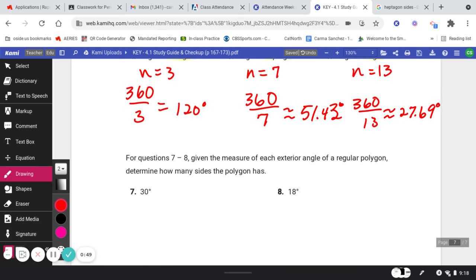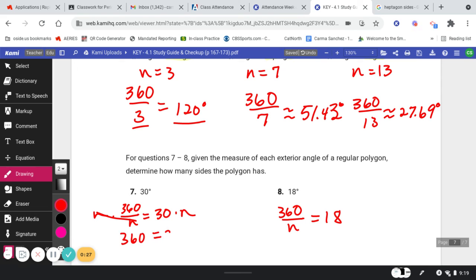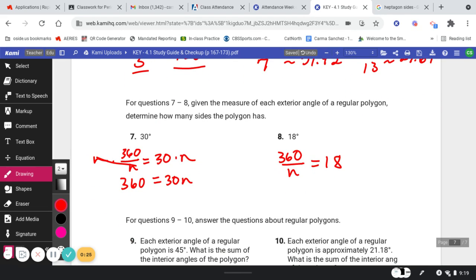Okay, now we're going to work backwards here using the same formula where they gave us the degrees, and we're going to work backwards to find the n. So we know that the little formula is that 360 over the number of sides equals the angle. Well, this time they gave us the angle as 30. And this time they gave us the angle as 18. So let's work backwards. Let's multiply by that denominator. 360 equals 30n. Divide both sides by that 30, and we get that n equals 12 sides.